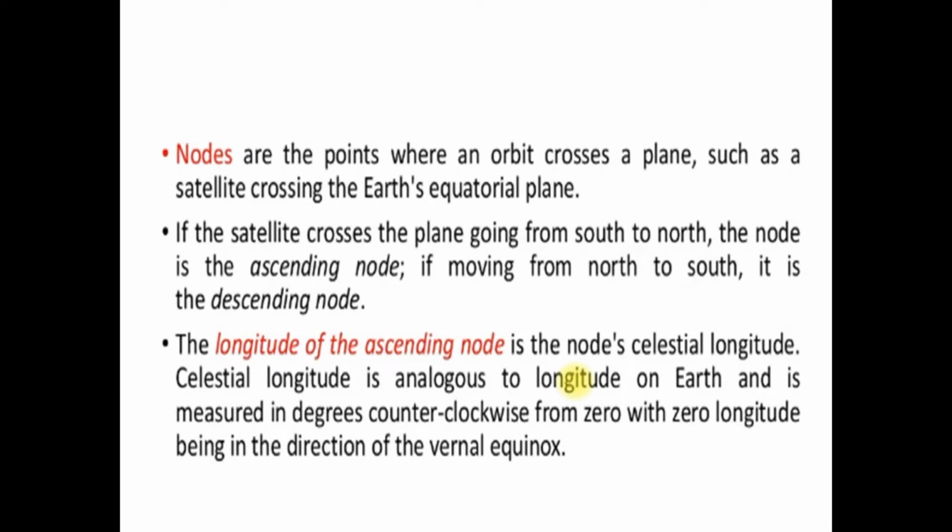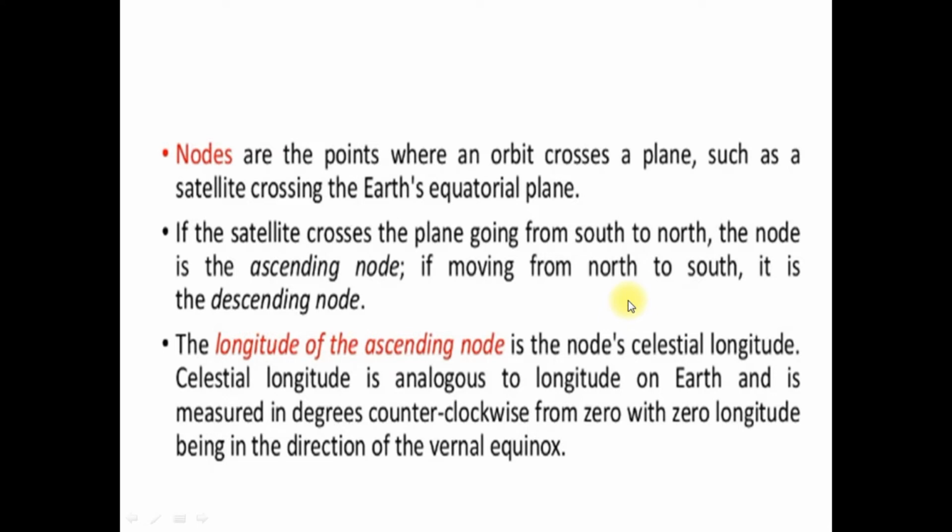Next one is a node. So here nodes are the points where an orbit crosses a plane, such as a satellite crossing the Earth's equatorial plane. Okay, and then if the satellite crosses the plane going from south to north, the node is the ascending node, and if it is moving from north to south, then it is called the descending node. So here it will define for us the direction in which the satellite is moving.